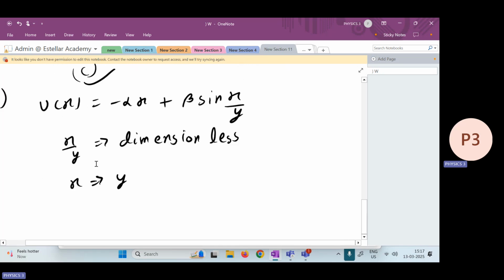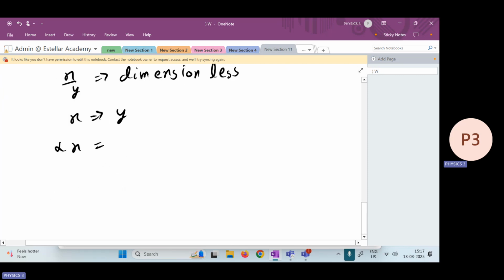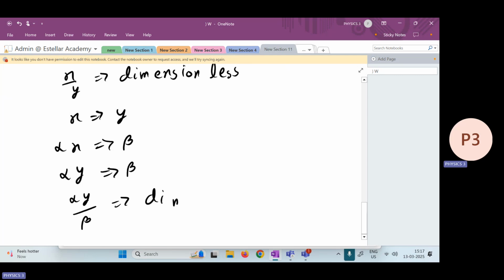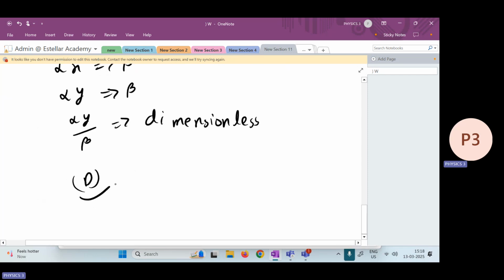So the dimension of x should be equal to the dimension of y. And from here, we can see that alpha x and beta should be of the same dimension. So in place of x, we can put y. So alpha y should have the same dimension as beta. So alpha y upon beta should be dimensionless, right? So D option should be correct.